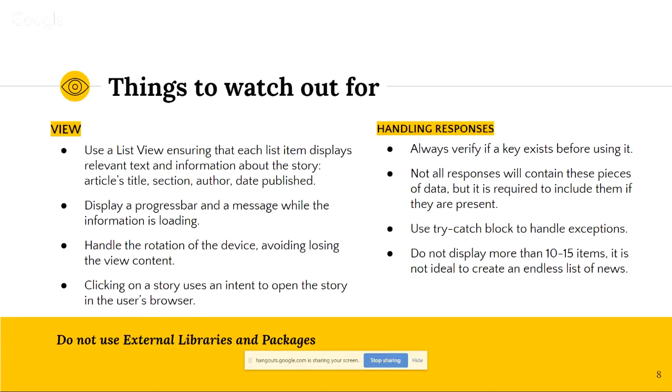We also have many points in here. Please always verify that a key exists before using it. And I am not talking about the API key. I am talking about the keys that are stored in the JSON file. So for example, if you are looking for section, be sure that that key exists before using it.